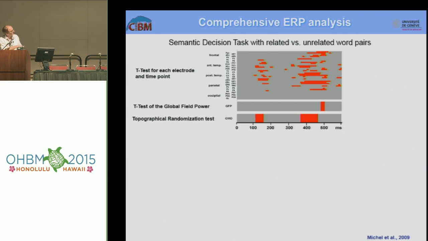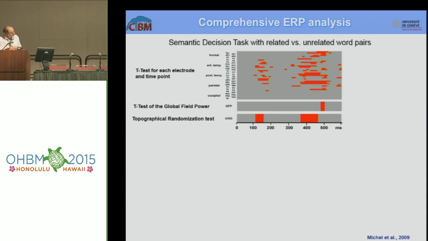Here, these are the different electrodes, and in red are the t-values. So you see, you can identify two periods, one at around 150 milliseconds or so, and a big one around 400 milliseconds, where you have a lot of differences between related and unrelated words.